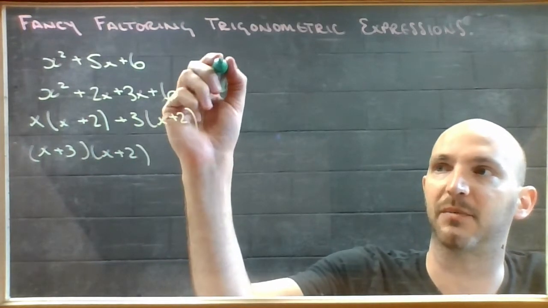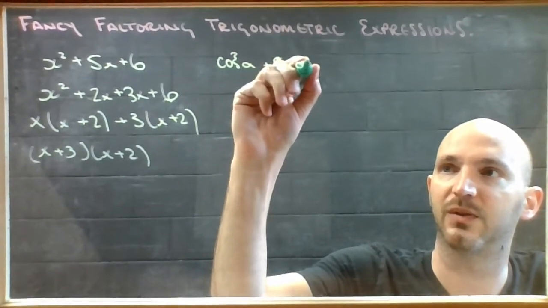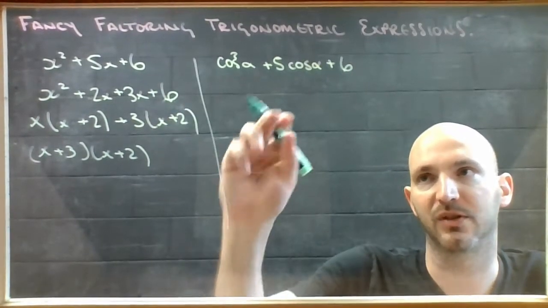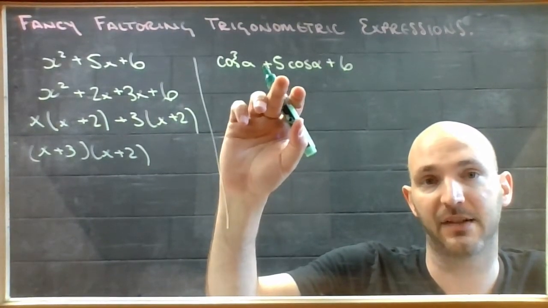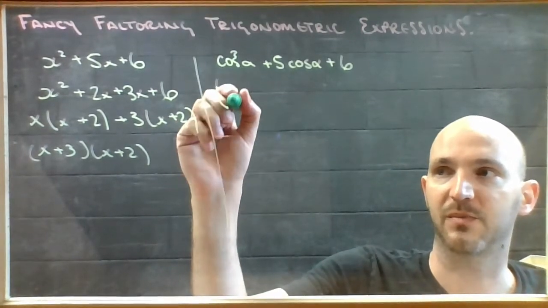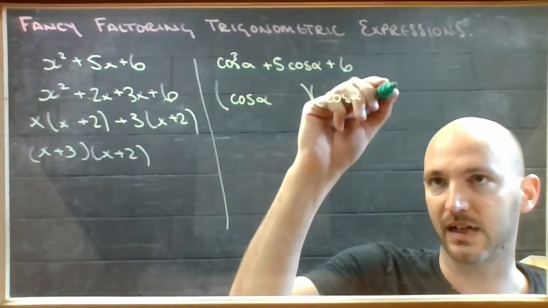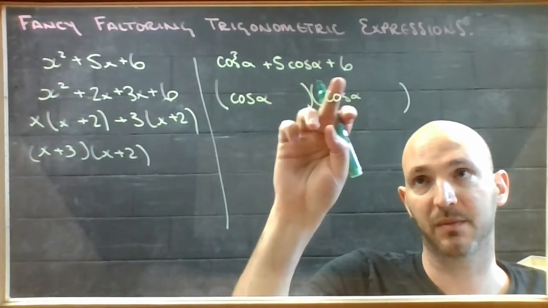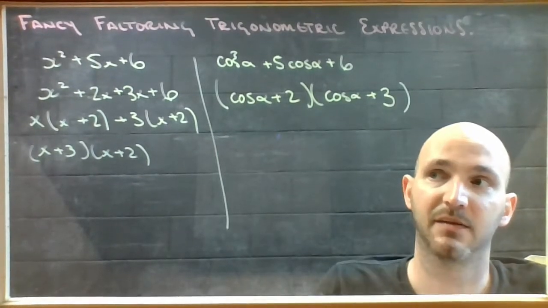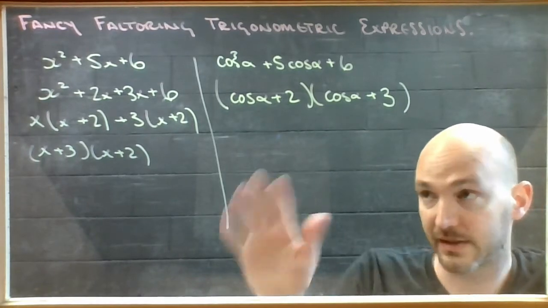So if I were to pop that up there, cos squared alpha plus 5 cos alpha plus 6, I'm just looking for two numbers that multiply to 6 and add to 5. We already figured out that that was 3 and 2. So my first bracket would get one of these cos alphas, the second one gets the other, and the numbers that multiply to 6 and add to 5 are plus 2 and plus 3. So I've got my factoring done there. I'll erase this and we'll try another one.